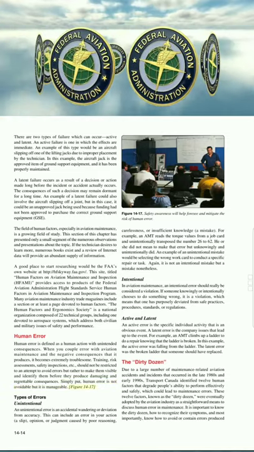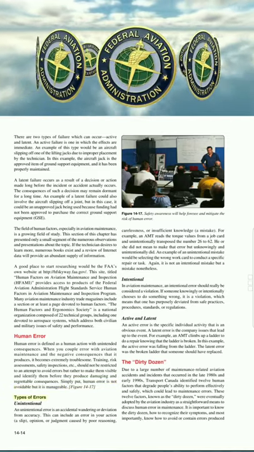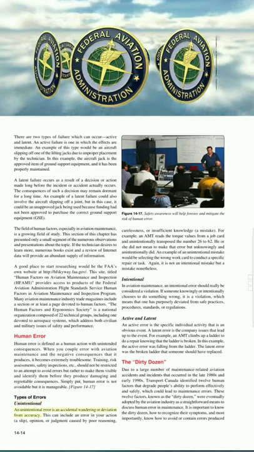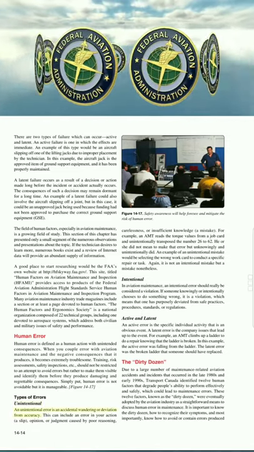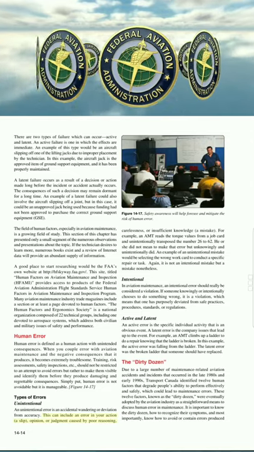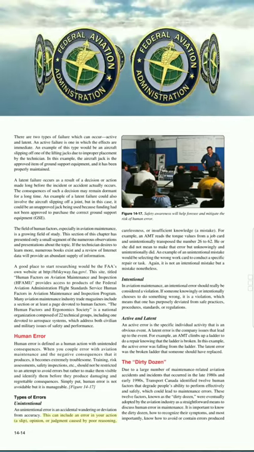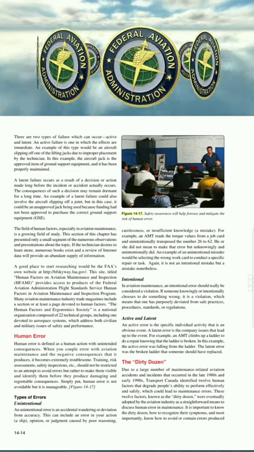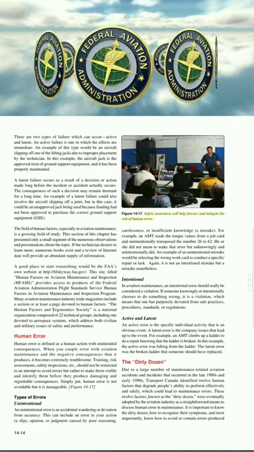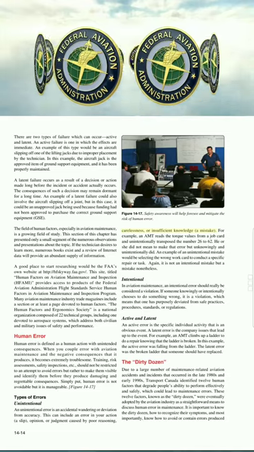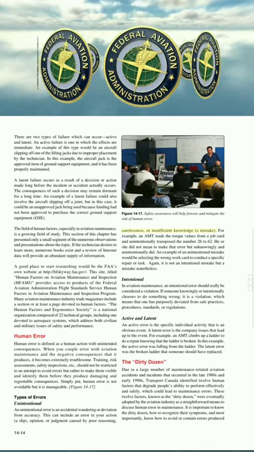Figure 14-17. Types of errors. Unintentional. An unintentional error is an accidental wandering or deviation from accuracy. This can include an error in your action, a slip, opinion, or judgment caused by poor reasoning. Safety awareness will help foresee and mitigate the risk of human error, carelessness, or insufficient knowledge, a mistake.